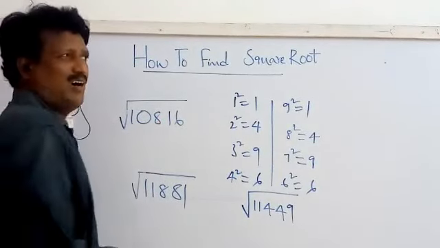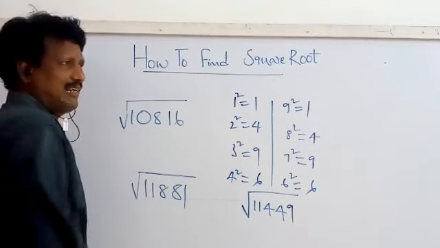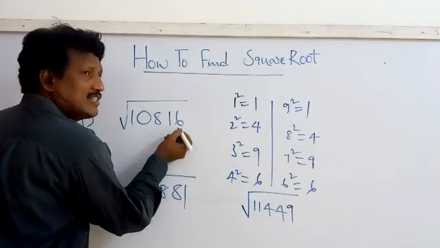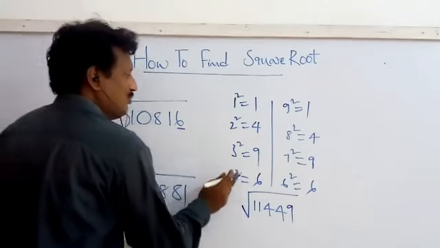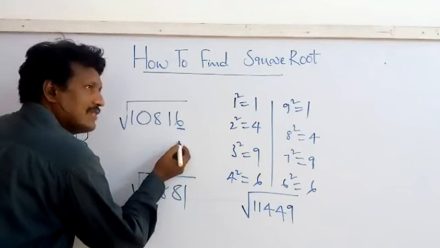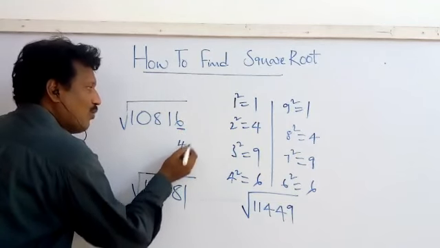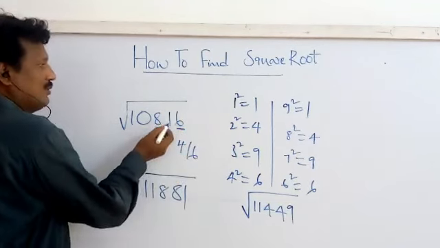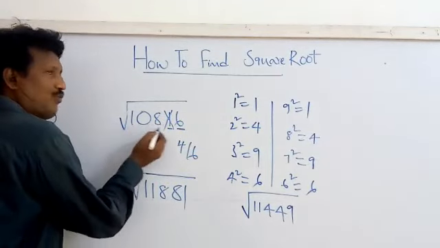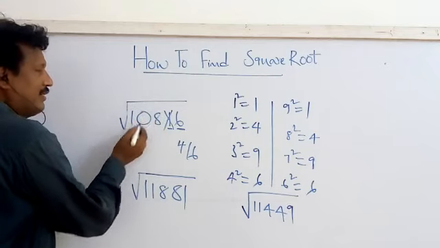How to find the square root even if it is in 5-digit form? The process is the same. Let us see. Here the unit digit of the square is 6, so 4 square or 6 square ends in 6, which means the answer's unit digit is 4 or 6. We do not consider the tens place digit. The remaining value is 108.